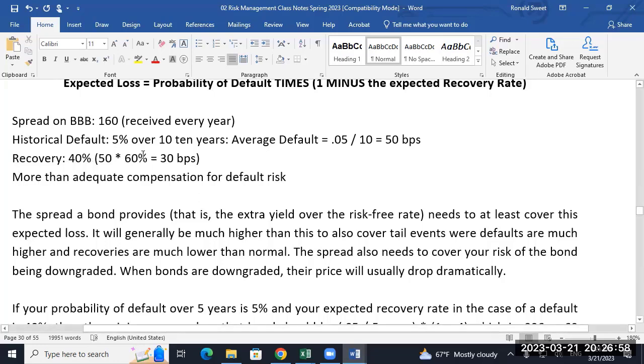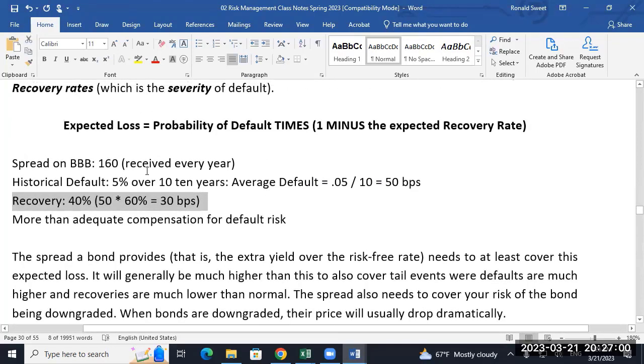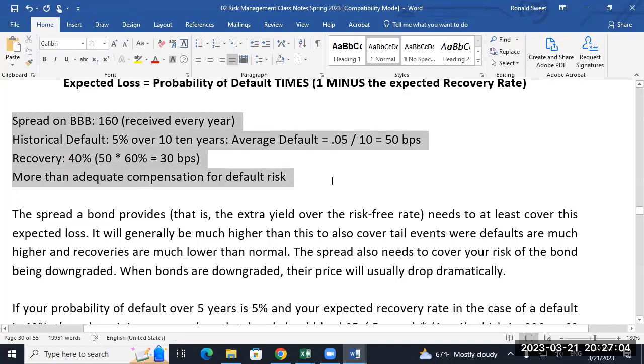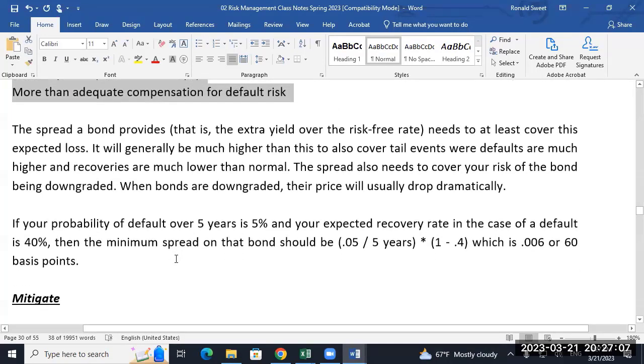So it's rare that the recovery is zero. You get nothing unless you're in really, really subordinated debt. So this is the math that you're looking at. And when you look at the math, yeah, corporate bonds look like pretty good. They're covering your risk pretty well.